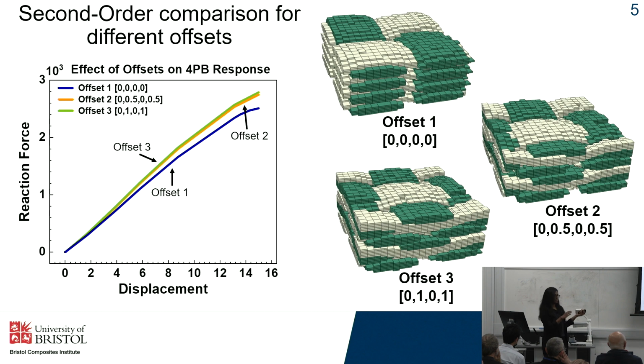And this can be explained by the presence of matrix pockets in a 0 offset case which run through thickness. And these matrix pockets are disrupted when you have a complete nested configuration. So it enhances the overall stiffness of the structure.